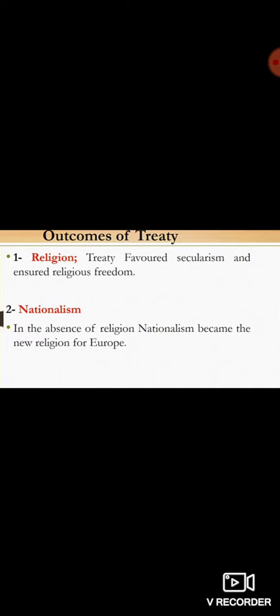If we discuss the outcomes of the treaty, the first is religion. The treaty favored secularism and ensured religious freedom. Islam also gives religious freedom to each and every member of the state, and in the same way this treaty gave religious freedom to the people. The second point is nationalism. In the absence of religion, nationalism became the new religion for Europe. Nationalism is considered the next religion of the state, because it was the second point which united the state members.